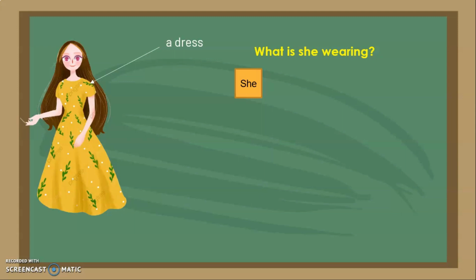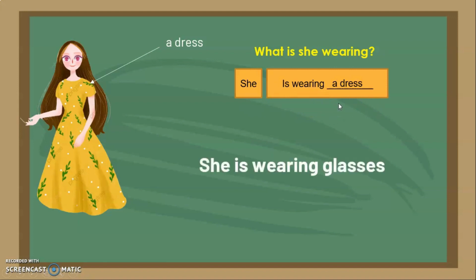And then we continue with "is wearing" blank. How to complete this sentence to answer that question? Okay, we need to put a dress in this blank space. Now, this is a complete sentence. She is wearing a dress.